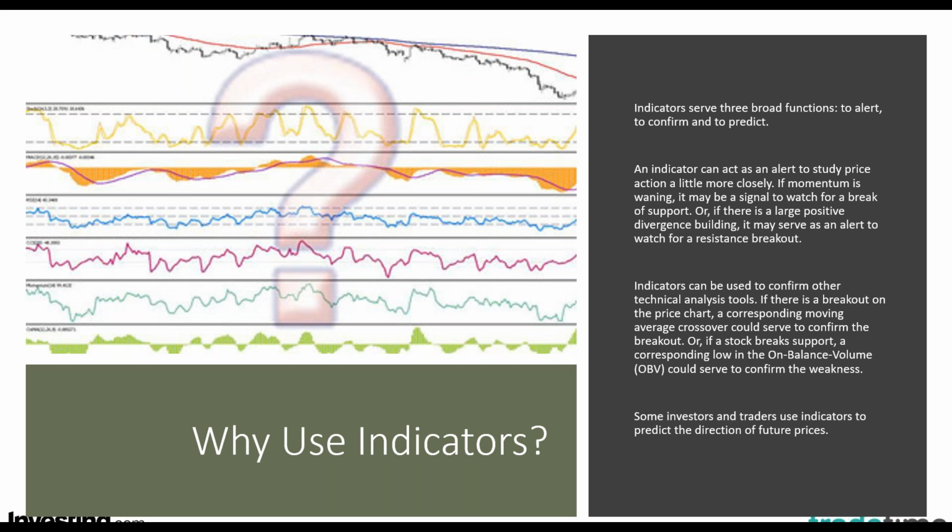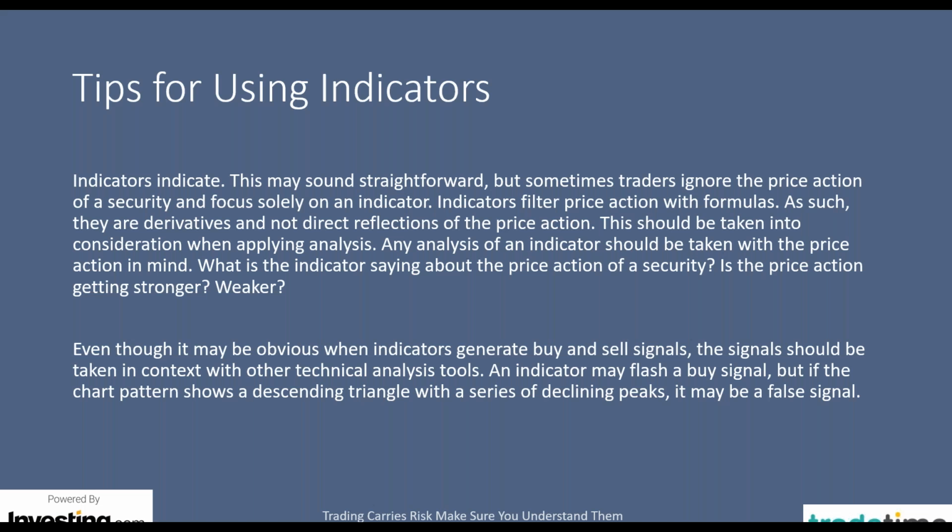Indicators can be used to confirm other technical analysis tools. In other words, if I see a trend line on a chart and I see a trend pattern, a triangle, and I'm waiting for a breakout, my indicators can help me confirm that this is happening. If there's a breakout in the price chart, a corresponding moving average crossover could serve to confirm that breakout. Some investors and traders use indicators to predict the direction of future price moves.